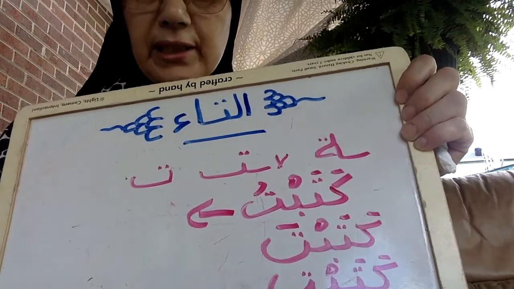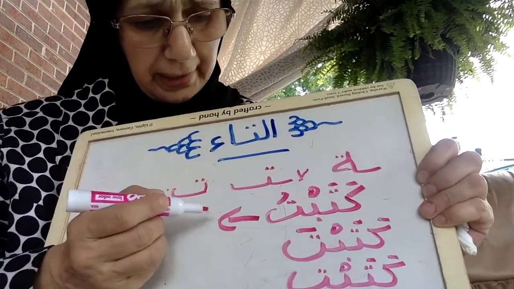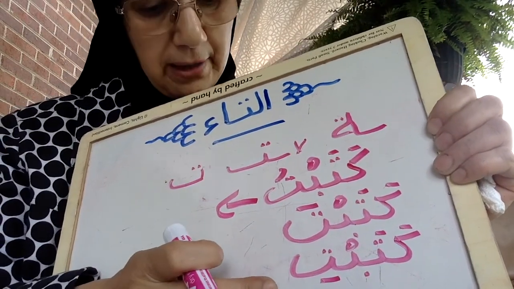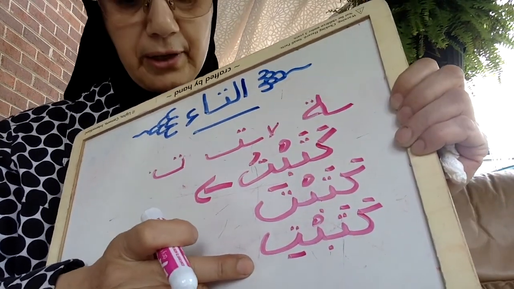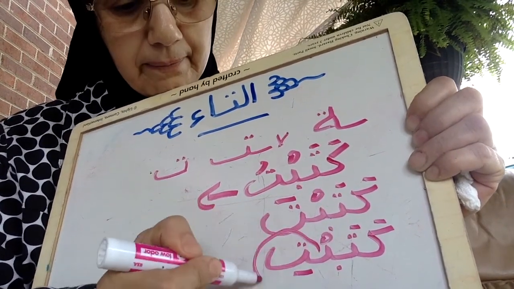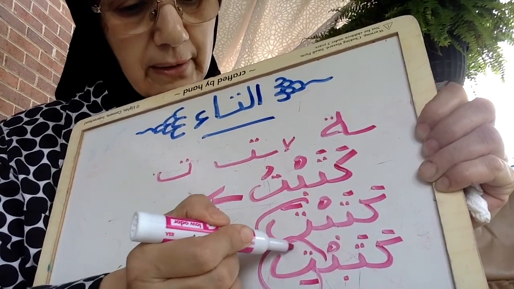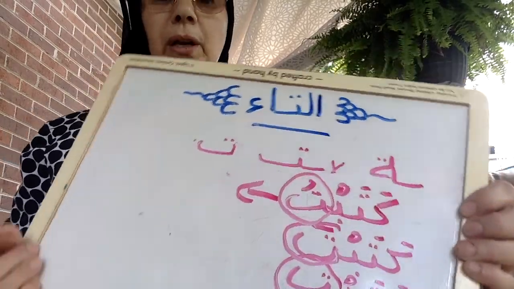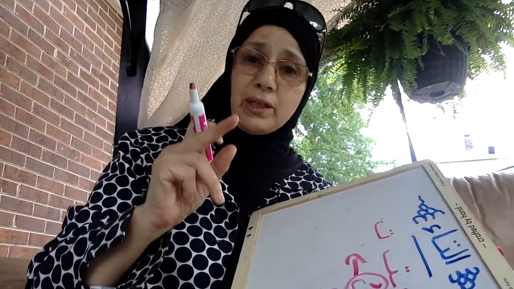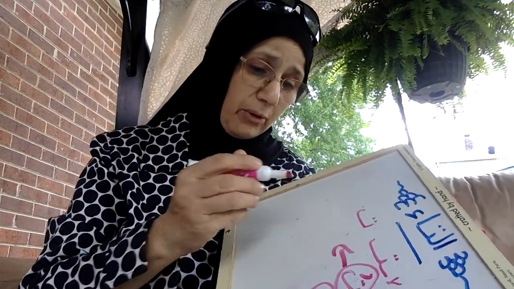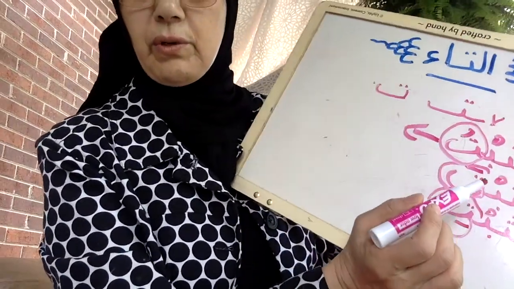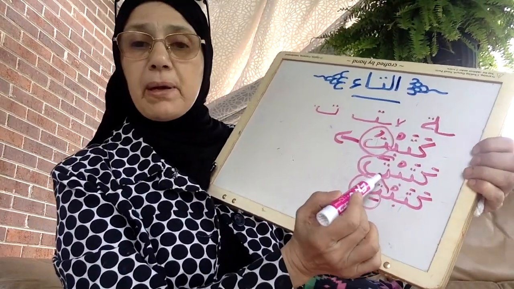Okay, so katabtu. I have a haraka here, here, and here. This haraka is kasra, I'm talking about the ta. This haraka is fatha. This haraka is damma. Okay, now we're going to go to the next step. So you see the other kind of ta. Katabtu. Read with me. Katabta.